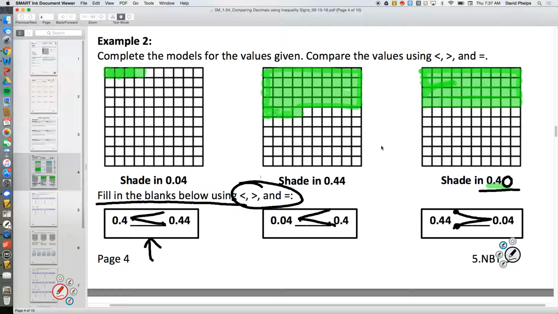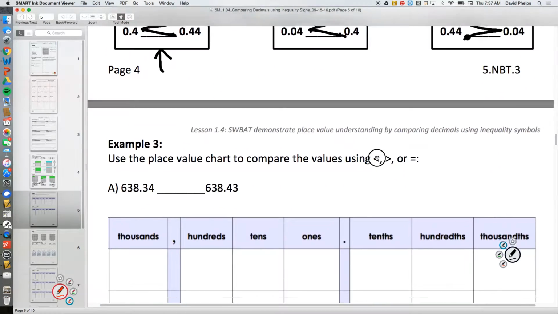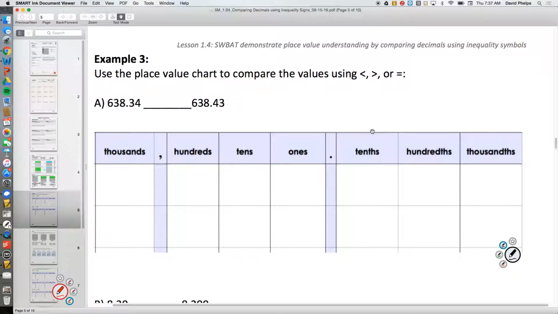It's good. All right, so now check your work with what I've got on the second and third box. Moving on. Last example, 3. Use the place value chart to compare the values using less than, greater than, or equal to.